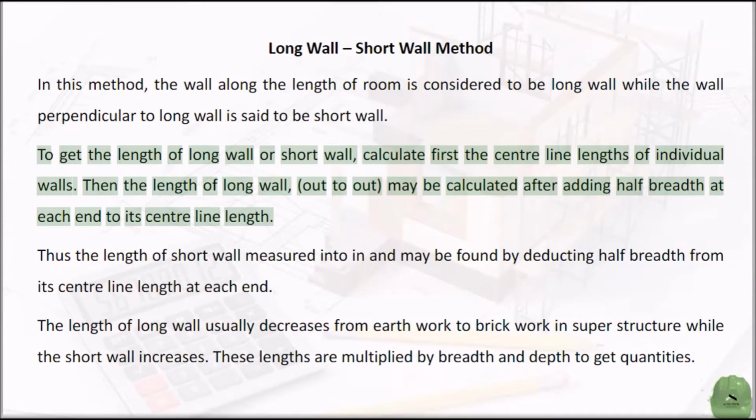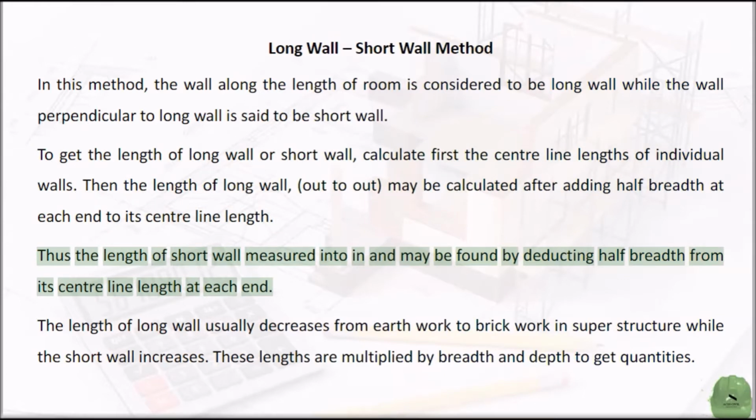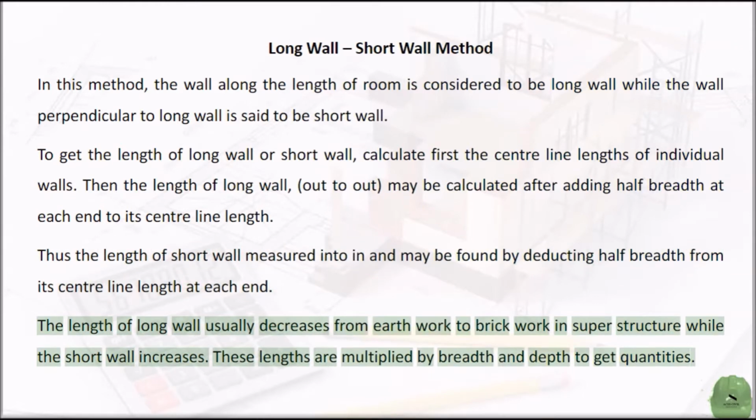To get the length of long wall or short wall, first calculate the centerline lengths of individual walls. Then the length of long wall, out to out, may be calculated after adding half breadth at each end to its centerline length. Thus the length of short wall, in to in, may be found by deducting half breadth from its centerline length at each end. The length of long wall usually decreases from earthwork to brickwork in superstructure, while the short wall increases. These lengths are multiplied by breadth and depth to get quantities.